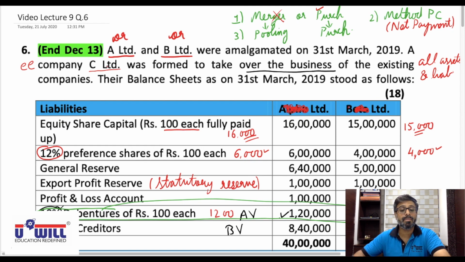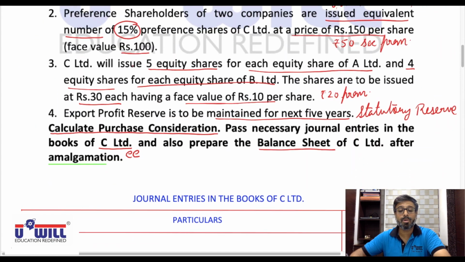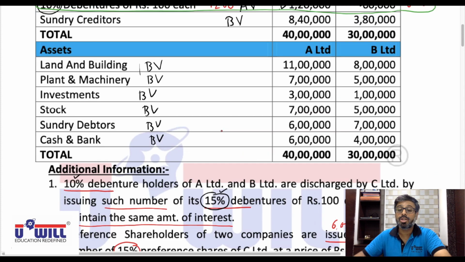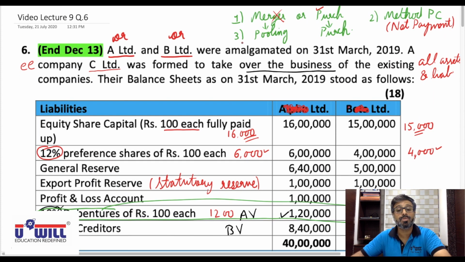Which is the transferee company here? C Limited. Whose accounting is asked? Pass necessary journal entries in the books of C Limited and also prepare the balance sheet of C Limited. So we have to decide the third thing also.